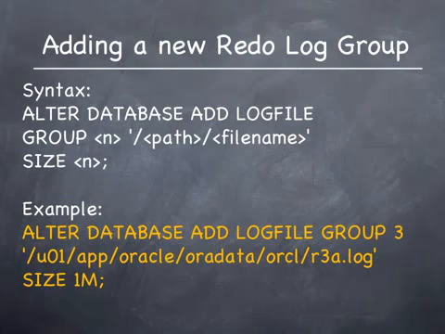The syntax to add a redo log group is on this slide. It is alter database add log file group followed by the group number. This is then followed by the name and the location of the redo log file member, which would be in this group, followed by the keyword size and a value that is defined in kilobytes or megabytes, which identifies the size of the redo log member. In the example, alter database add log file group 3 /u01/app/oracle/oradata/orcl/r3a.log size 1 megabyte. The group 3 was being added with a single member of size 1 megabyte.